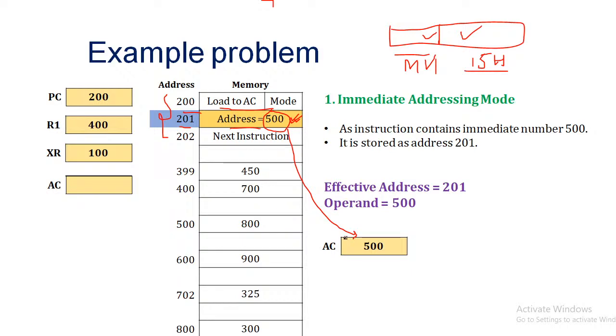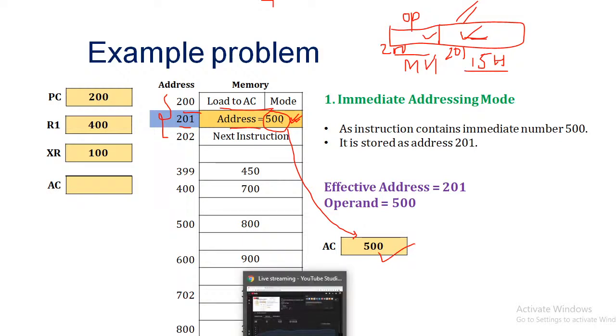Very easy. So if you have some opcode, the operand will be there in the next address. Suppose this is 200, next you have 201. So the addresses are like this, and whatever is the content here, that will be fetched to the accumulator if it is the immediate addressing mode.